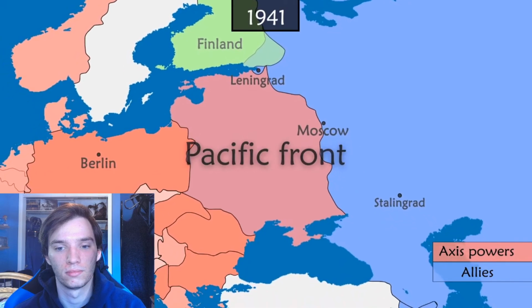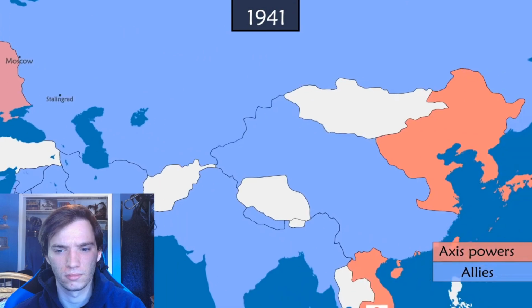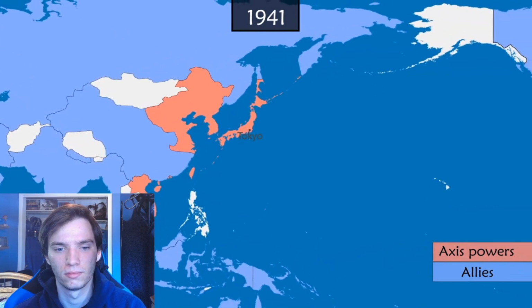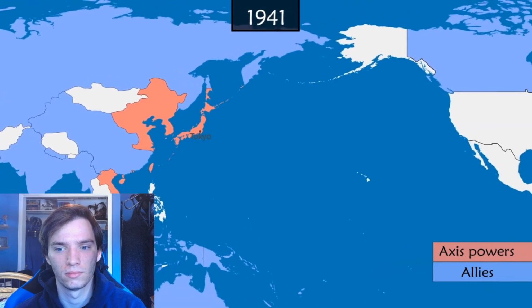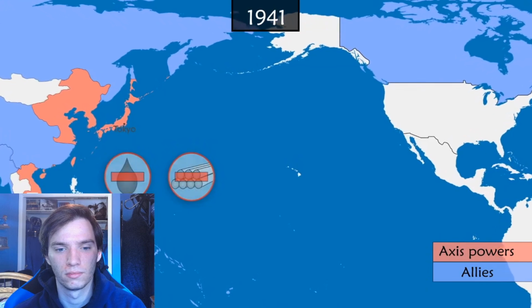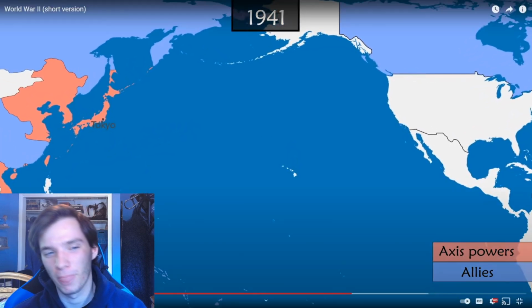In Asia, Japan occupies French Indochina. To counter its expansionist policy, the United States imposes upon it an embargo on oil and steel. In response, the Japanese conduct a surprise attack on the United States. That's awesome that they added it.